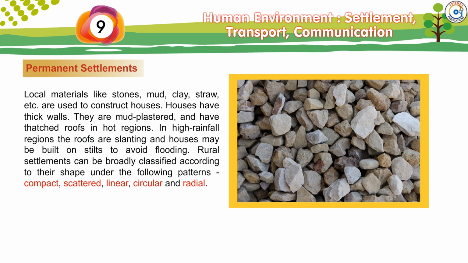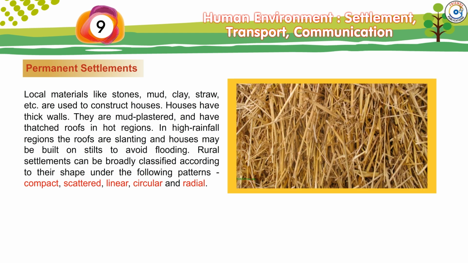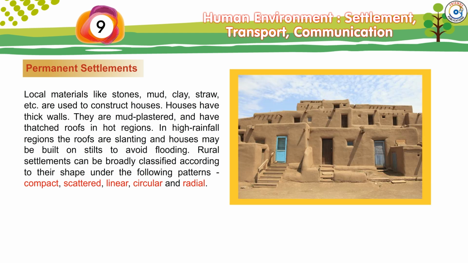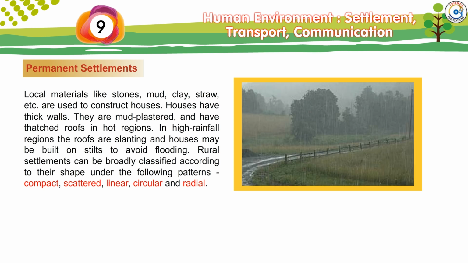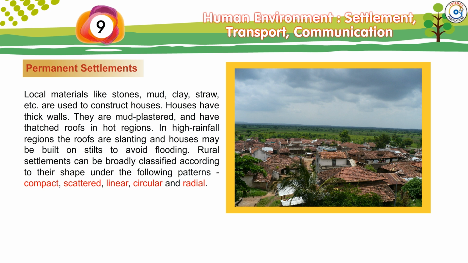Local materials like stones, mud, clay, straw, etc. are used to construct houses. Houses have thick walls which are mud plastered and have thatched roofs in hot regions. In high rainfall regions, the roofs are slanting and houses may be built on stilts to avoid flooding.